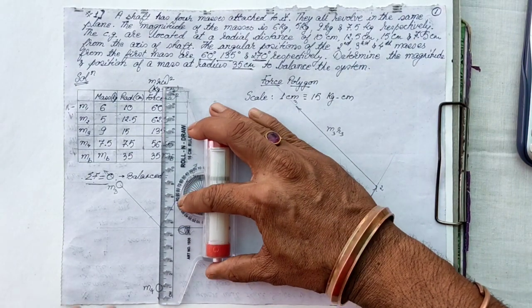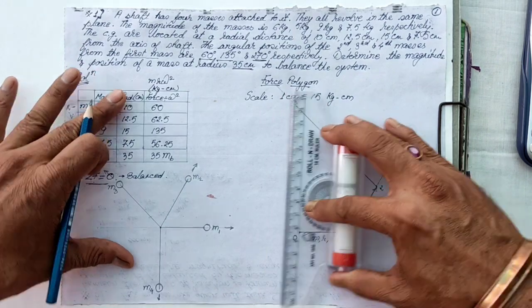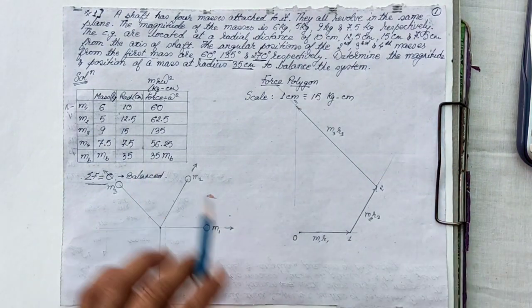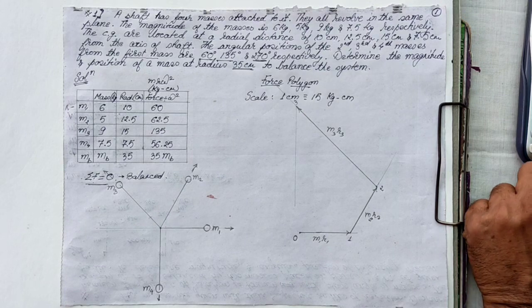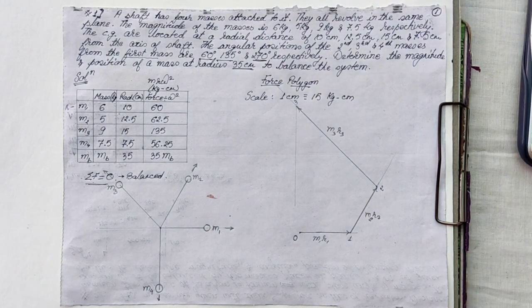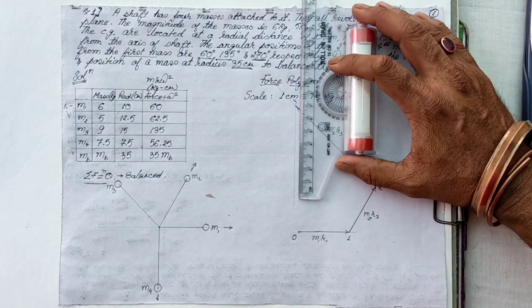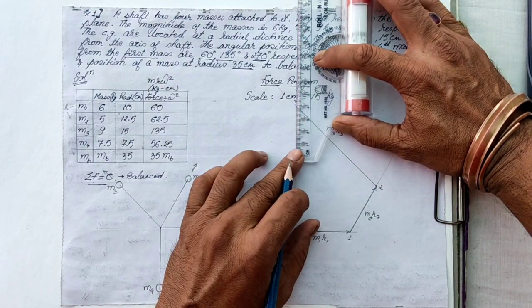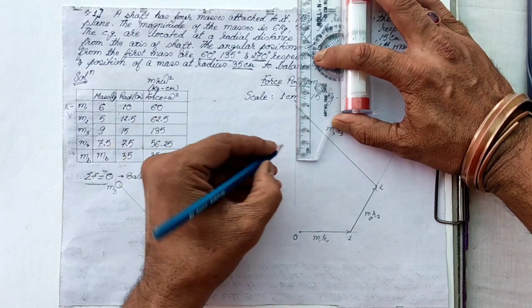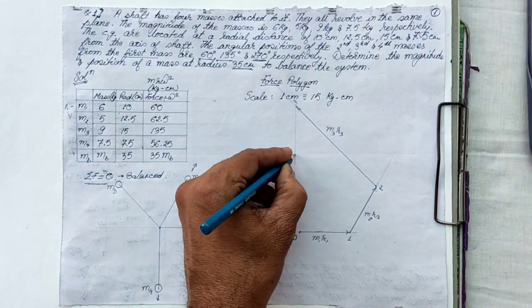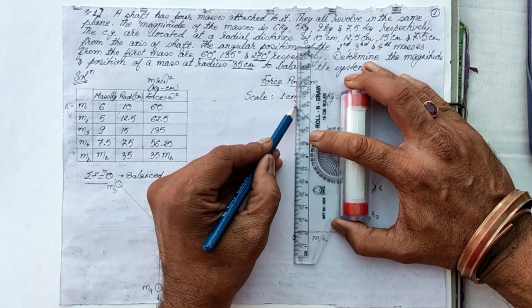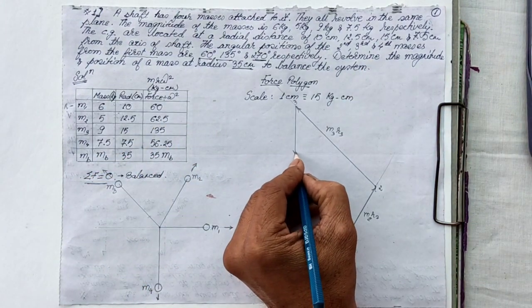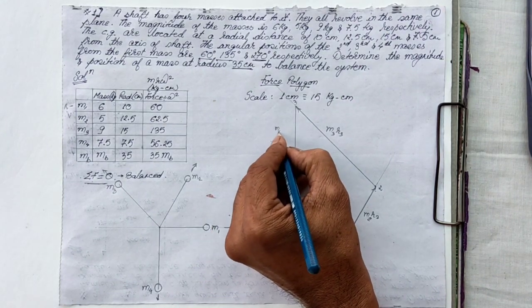And M4 is in this direction, and it is 56.25. 56.25 divided by 15, I get 3.75, so I can take 3.8 centimeters. This is the fourth vector, M4R4.